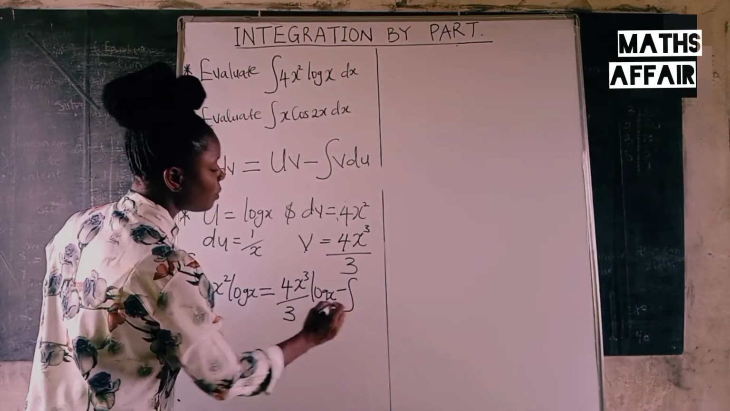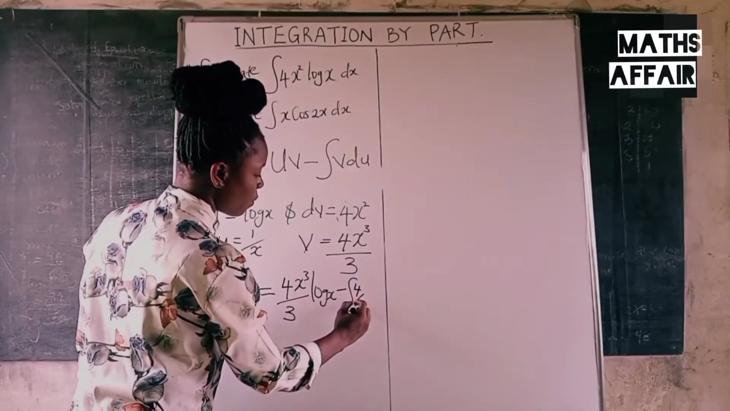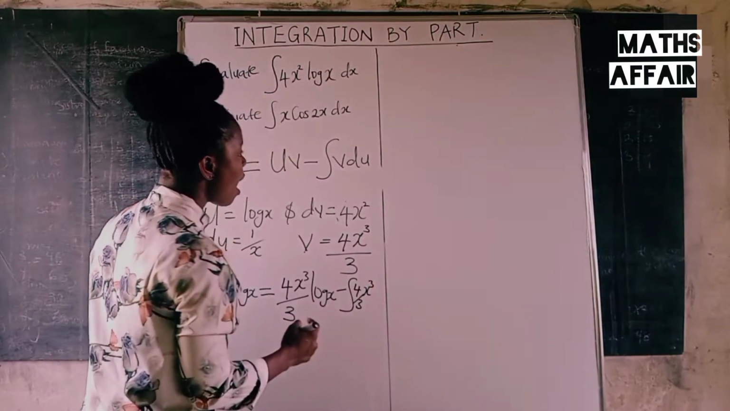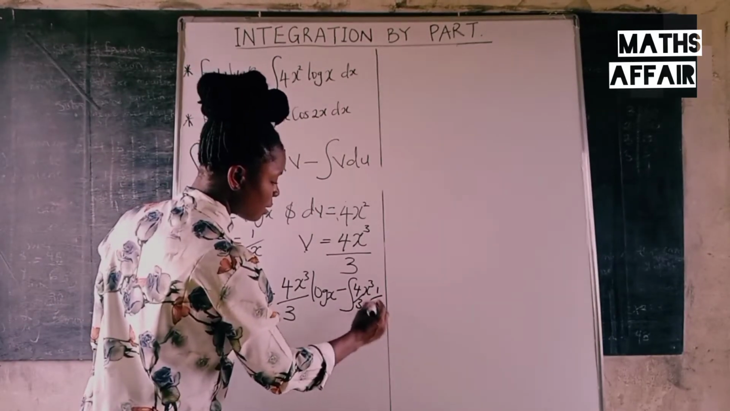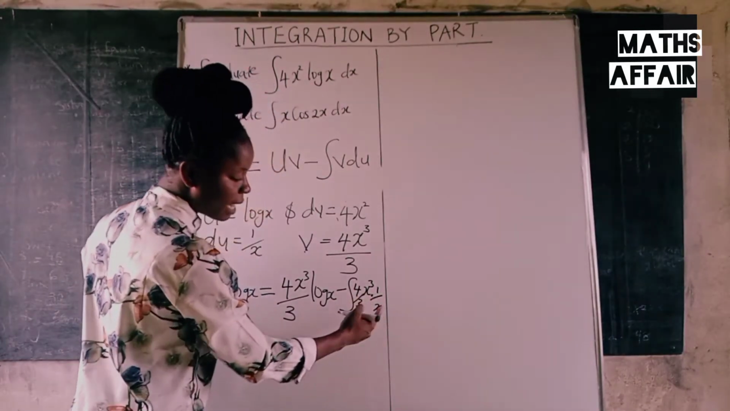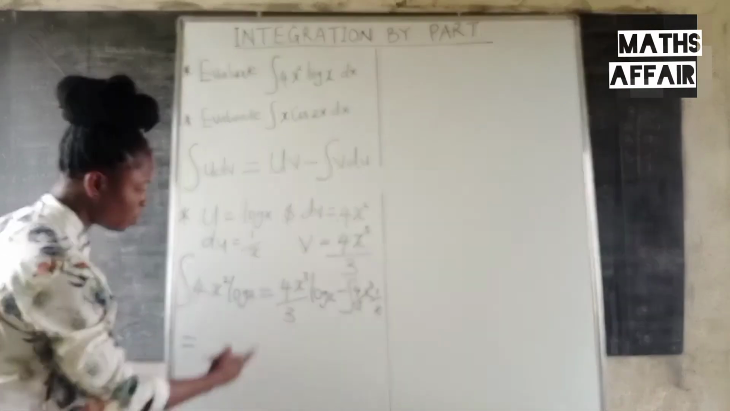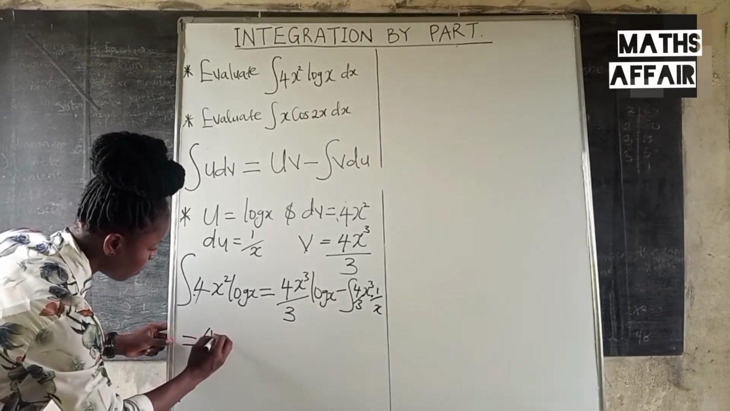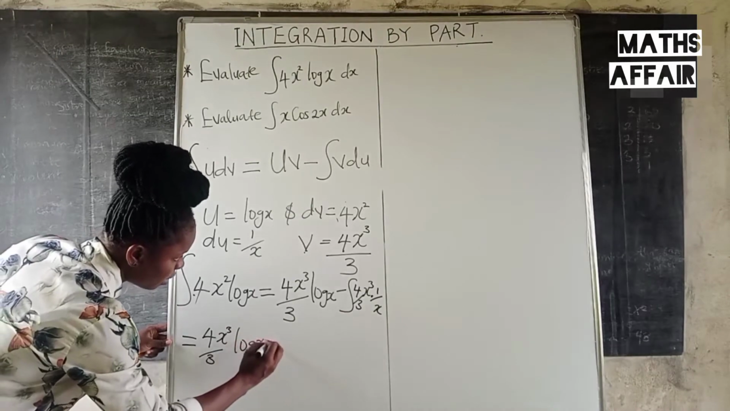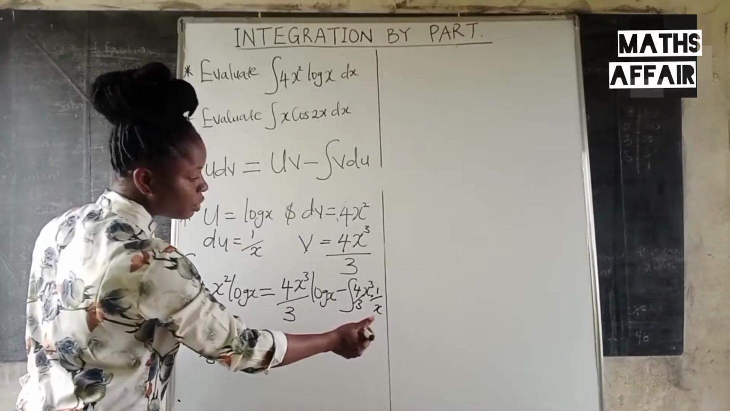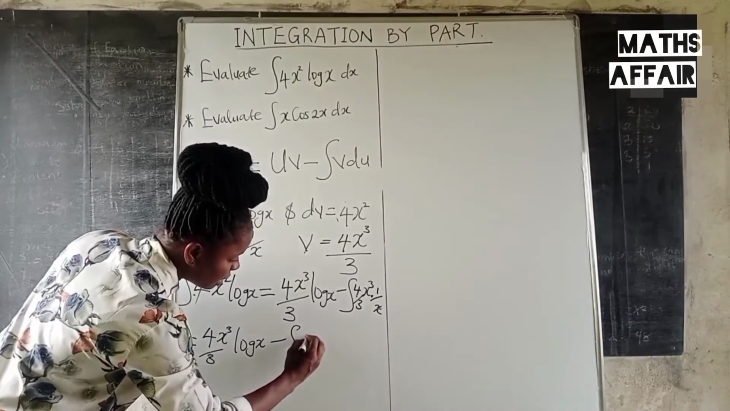Minus the integral. What is my v? 4x cubed over 3. And what is my du? 1 over x. I'm putting this dot because we are multiplying the two of them. Okay, so this will be equal to, now we are going to integrate this function. So we repeat this, 4x cubed all over 3 log x minus, now we want to integrate this function. This can cancel this and we have x squared. So I repeat this so that you can see very well.